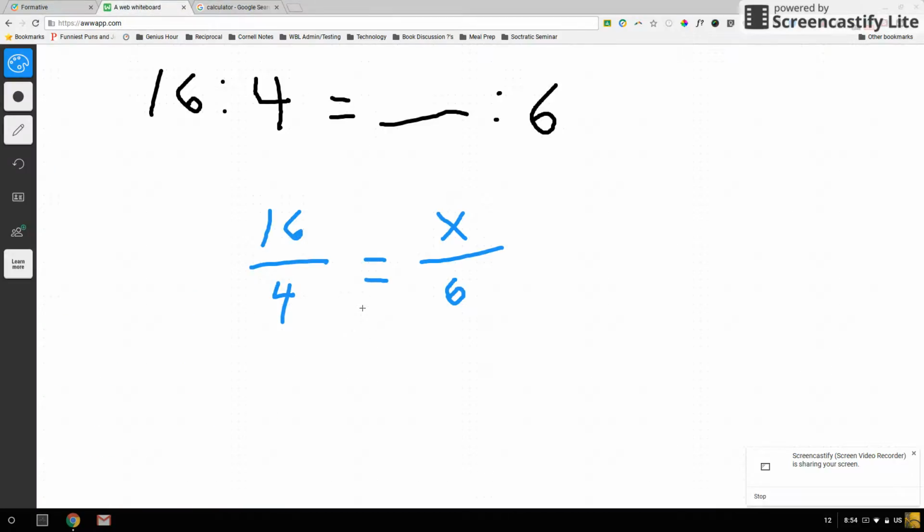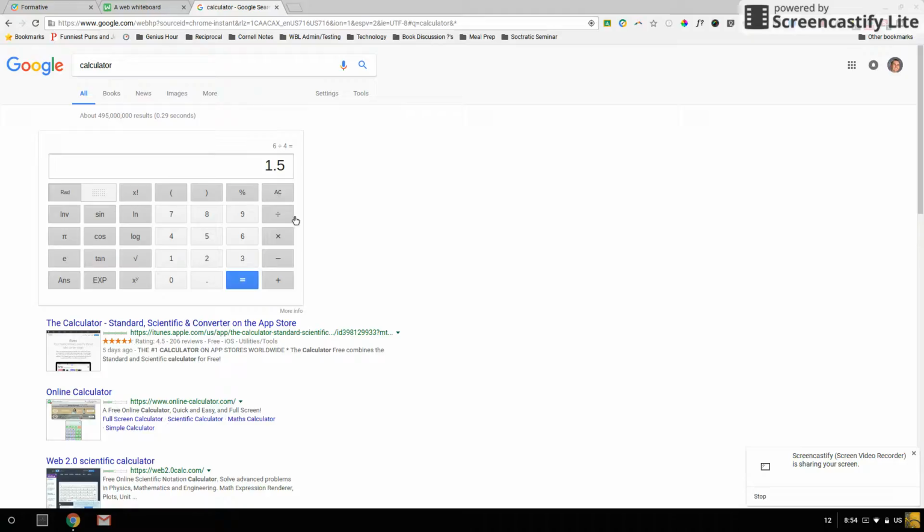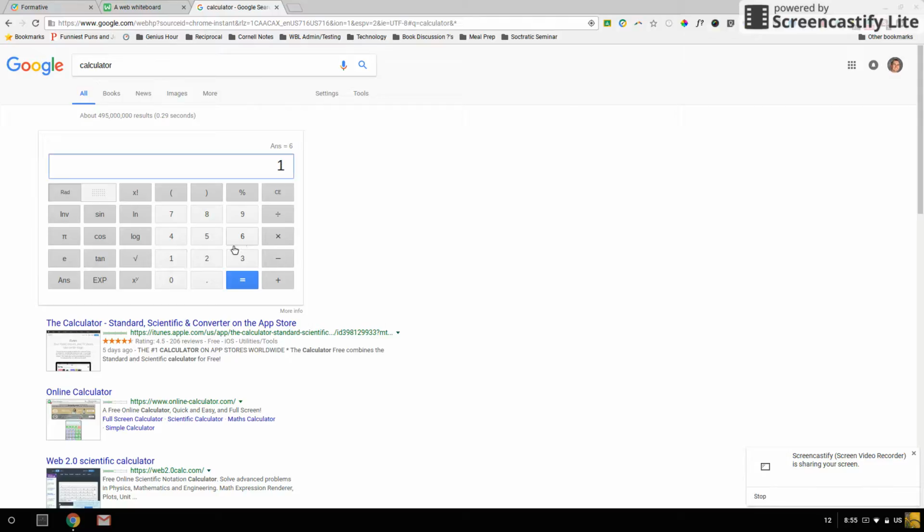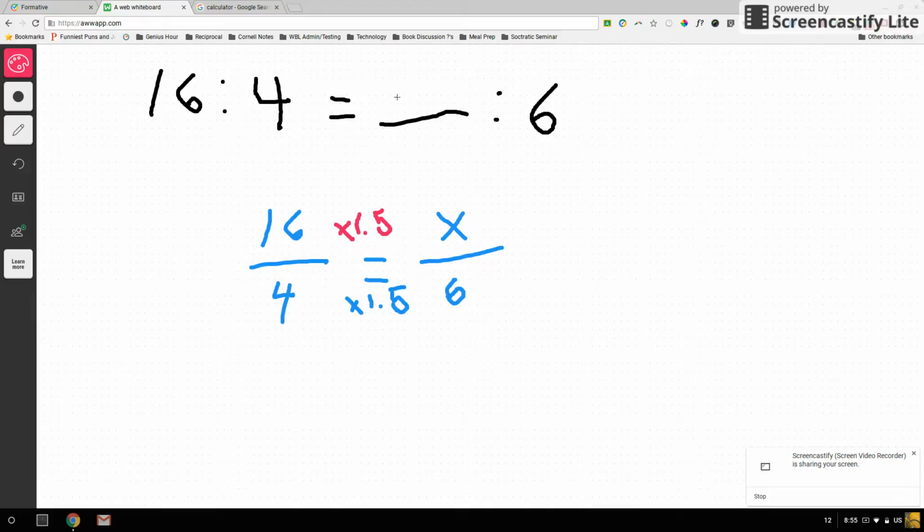Which means that if I took 4 times 1.5, I would get 6. Go back over here just to prove to you, 1.5 times 4 gets me 6. Awesome. So we figured out our bottom number, or what we're multiplying by. Now we just have to apply the same thing to the top. Well, if we did times 1.5 on the bottom, we do times 1.5 on the top. 16 times 1.5 gets me 24. And there's our missing number, 24.